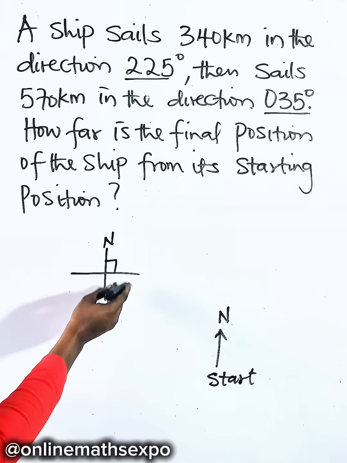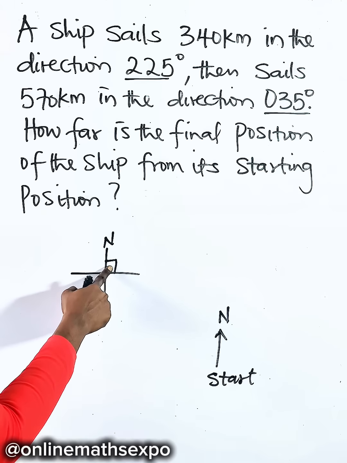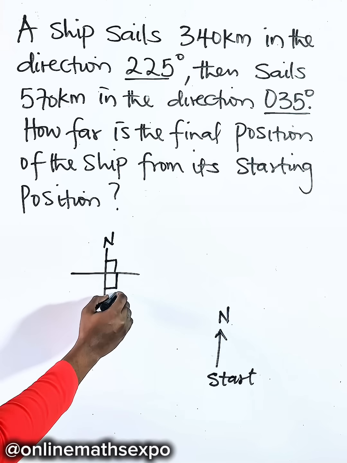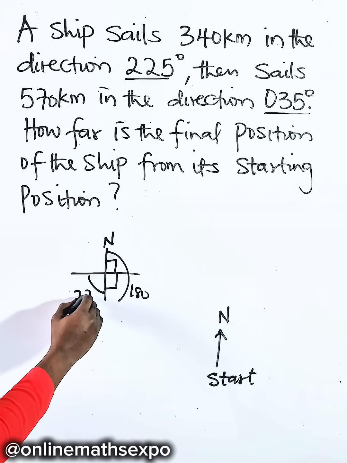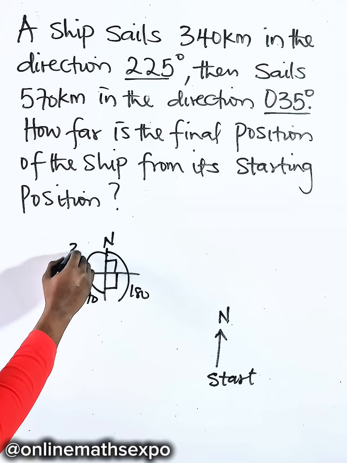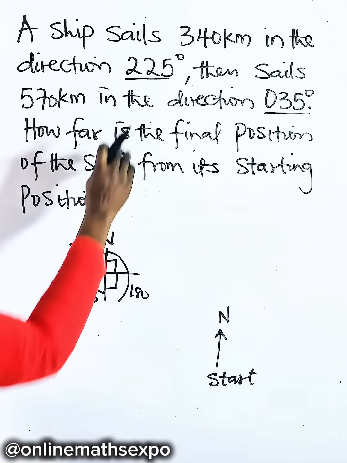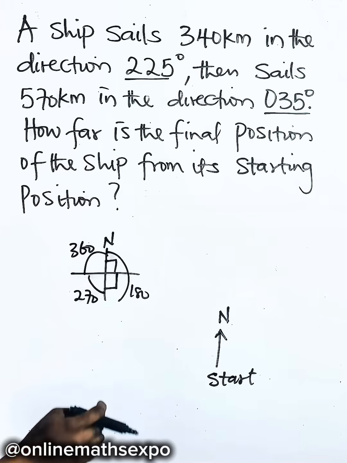Now, when you draw your cardinal points, this is the first quadrant because we see it goes in a clockwise direction. So the first place is this, which is 90. If it turns to this place, it is 180. If it goes to this place, it becomes 270. And if it returns you here, it's 360. So how do you locate 225?